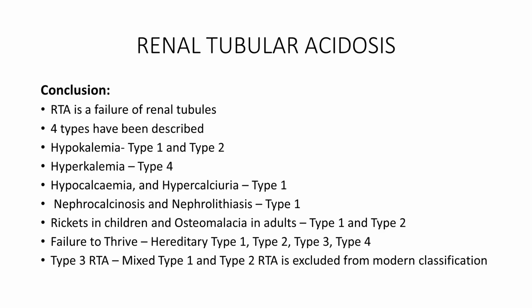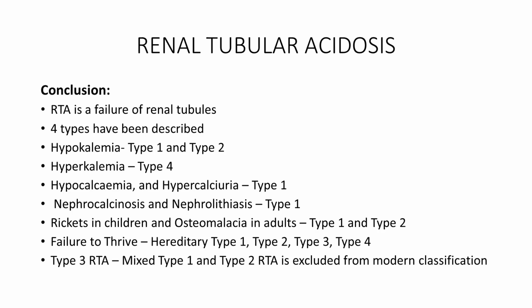Hypercalciuria is a feature of type 1, resulting in stone disease. Nephrocalcinosis and nephrolithiasis are again present in type 1. Rickets, and osteomalacia in adults, are present in both type 1 and type 2. And failure to thrive in the hereditary type is present in types 1, 2, 3, and 4. Type 3 is a mixture of type 1 and type 2 and is excluded from the modern classification. This summary is very important.